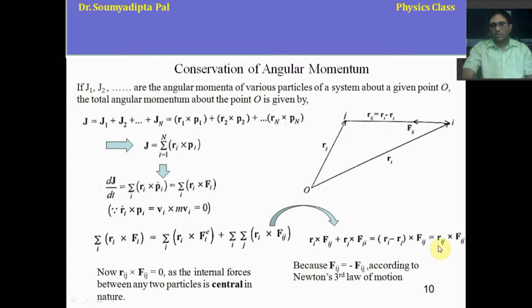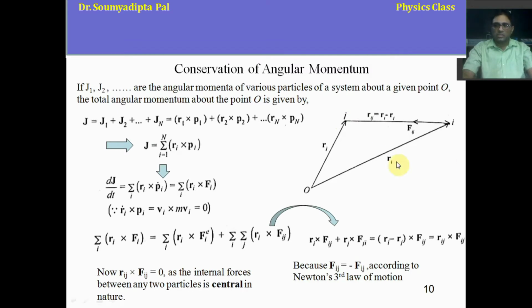Okay, now what is this value Ri cross Fij? Here I will tell you one concept that is called the central force. Central force, in the name itself you can understand, is the force which is along the center. Now here we are talking about the internal force between the ith particle and jth particle. So you can see this Fij is from the ith particle to the jth particle, right?